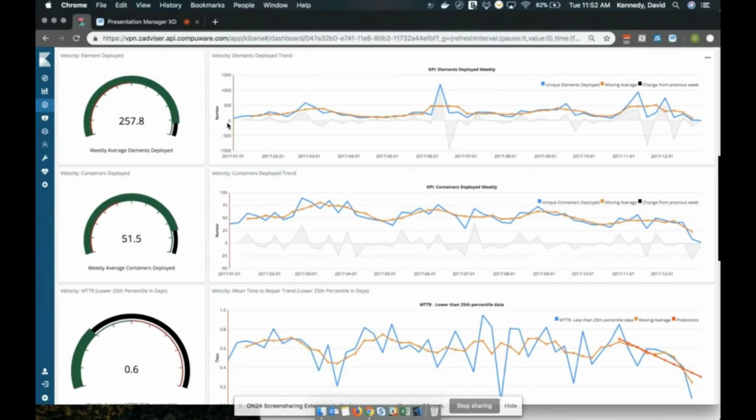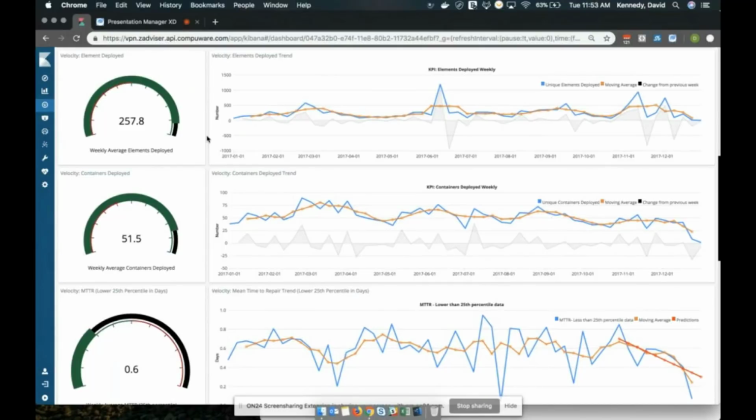Compuware has a great track record of releasing new features and functionality quarter over quarter, and this is how that gets broken down. We've moved from monolith-like architectures to more smaller microservice-like architectures. So we'd like to see these elements deployed and the grouping of those within containers to be dispersed evenly and adequately for each of the products that Compuware releases. So I'm going to turn it back over to David to talk about what he sees within the elements deployed and containers deployed metrics that make up part of the velocity KPI. Thanks, David.